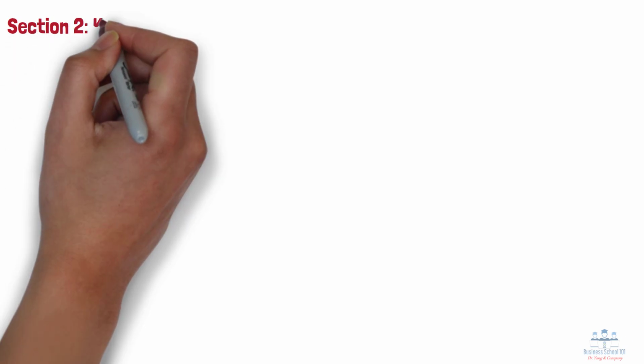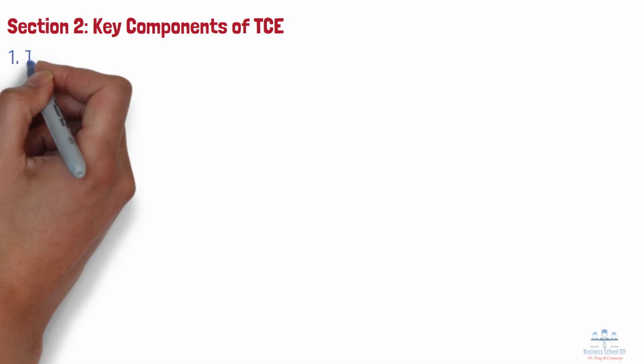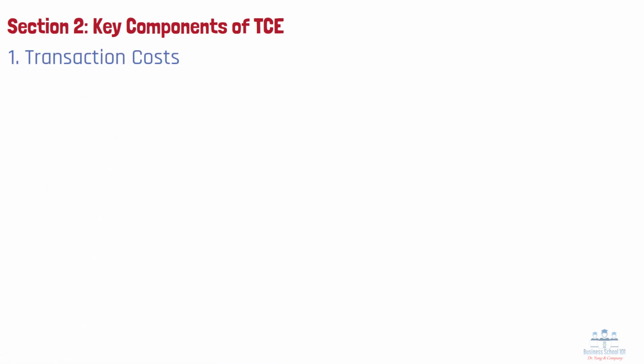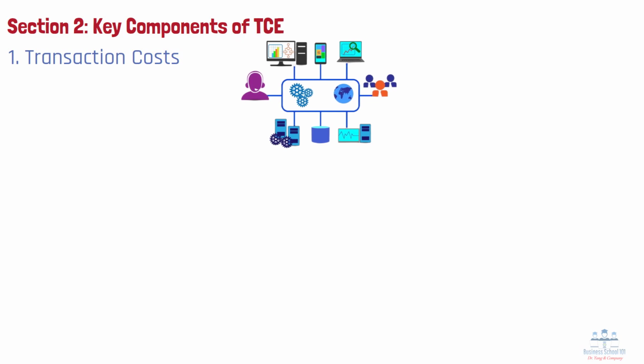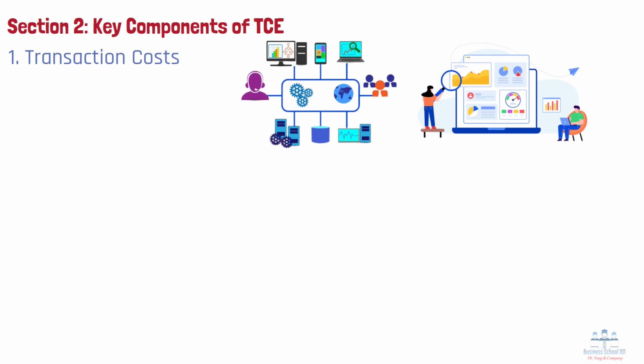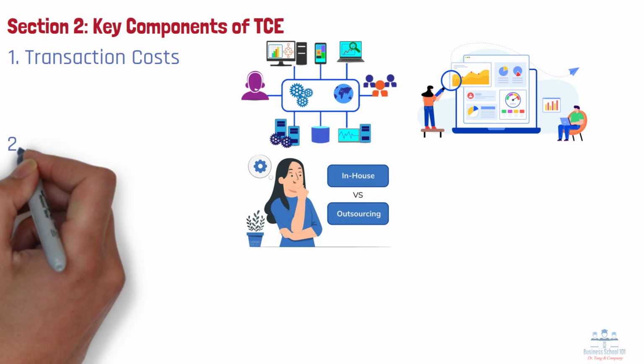Section 2. Key components of TCE. Let's break down the key components of TCE that influence decision-making. Number 1. Transaction costs. Transaction costs are the hidden costs involved in economic exchanges. These include search and information costs, like finding the right supplier, bargaining and decision costs, such as negotiating contracts, and monitoring and enforcement costs to ensure the agreement is followed. TCE suggests that companies aim to minimize these costs when deciding whether to produce goods or services in-house or outsource them.